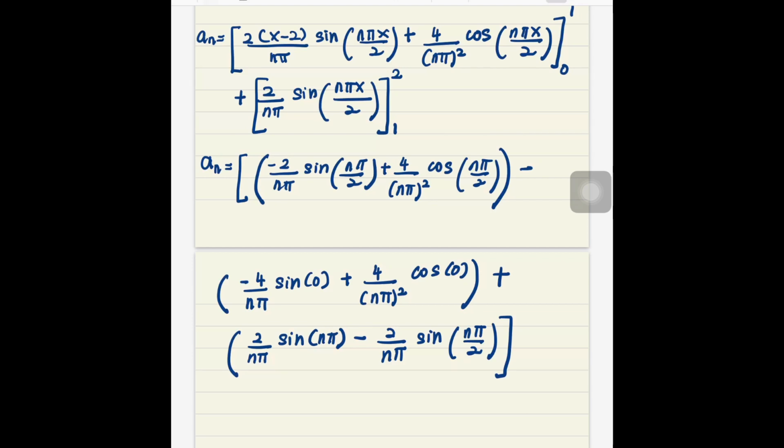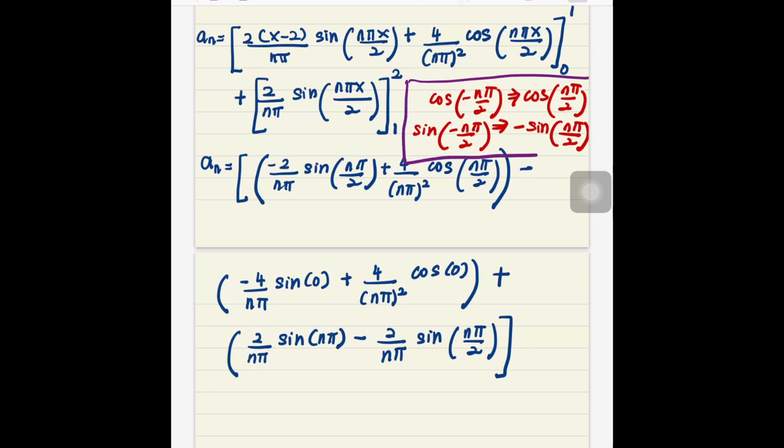Okay, for this one here, if you have sine n pi or cos n pi, you can just leave it as this. But if you have cos of negative n pi over 2, you need to simplify it to be cos n pi over 2. If you have sine negative n pi over 2, this is equal to negative sine n pi over 2. Okay, so please remember this one, you might use it.